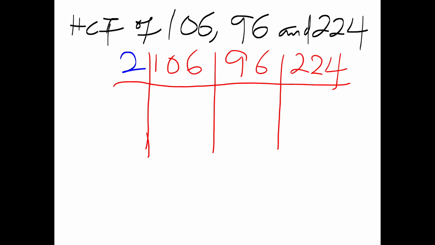106 divided by 2. How many 2 will you see in 10? 5, right? We have 6 beside 10. How many 2 will you see in 6? 3, right? So 106 divided by 2 gives us what? 53. Do you get that?